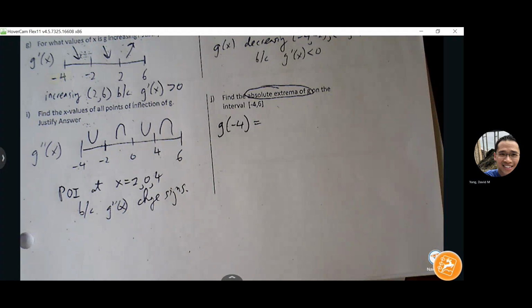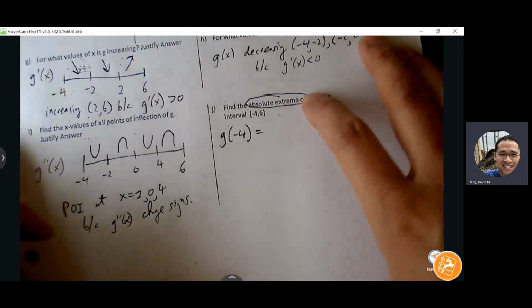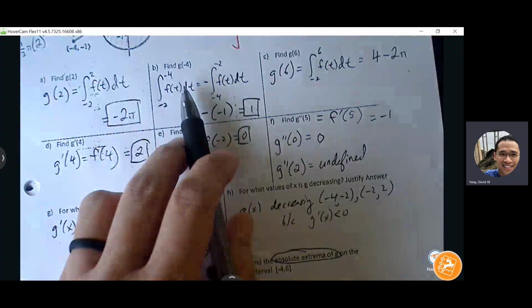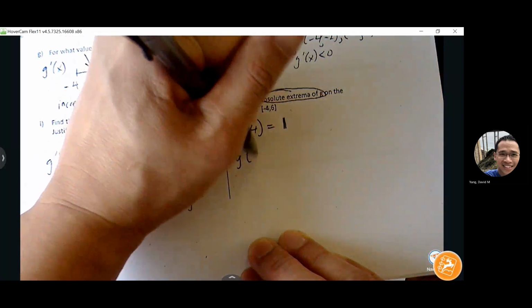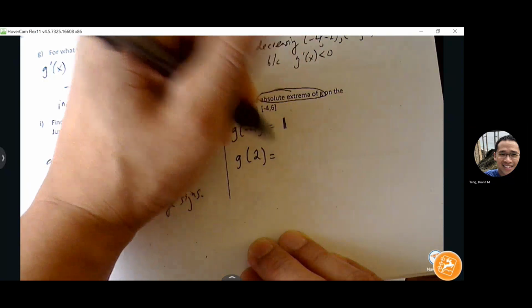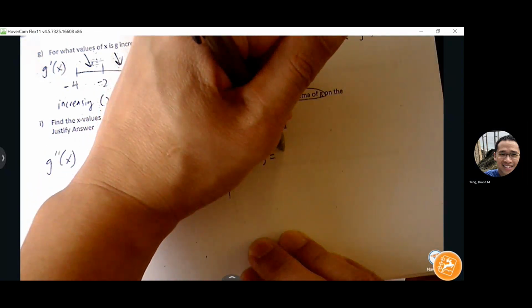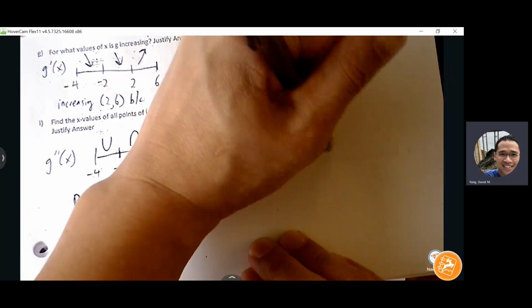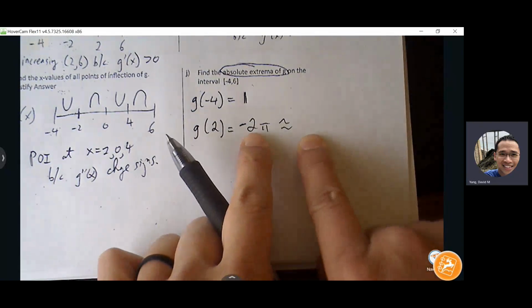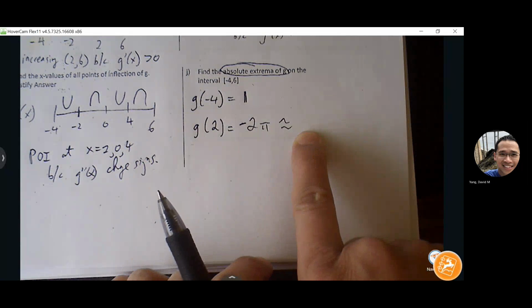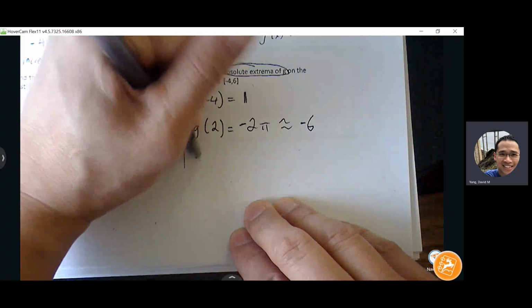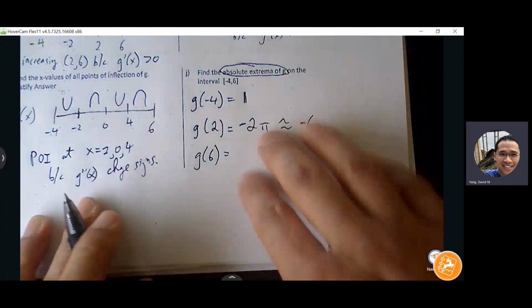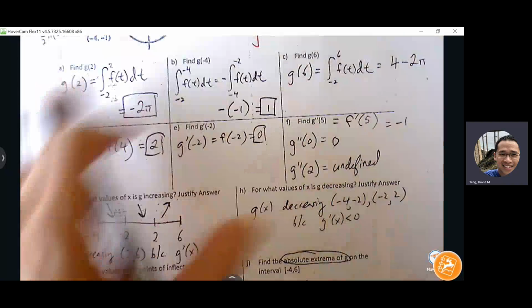Yes, that's true. Yeah, we did. So that saves us some time. G of -4 is 1. G of 2 is -2 pi, which if we wanted to just give a ballpark value, that's around what? -6, right? Just so we can have something to compare with, okay? And then G of 6. Okay, so that's good. We found all this now, but if it wasn't already asked of us, then you have to go back and do it yourself.